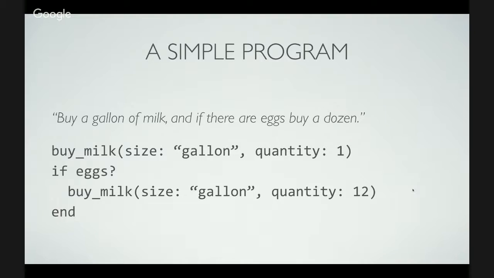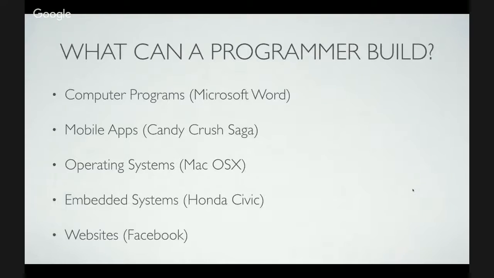Now, you obviously know that's not what was intended, but computers don't know. So the discipline of being a developer is understanding the way computers want to be talked to and how to actually write those programs. Now, what can a programmer build? There's a whole bunch of things. So one of the things that you might know are computer programs, things like Microsoft Word or the other applications that you use on your desktop PC.